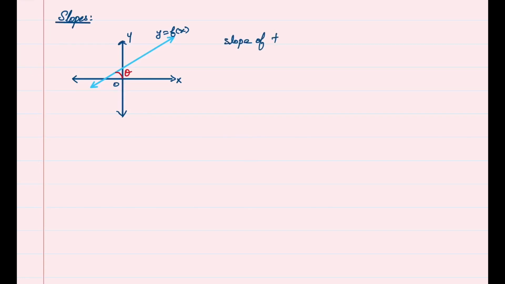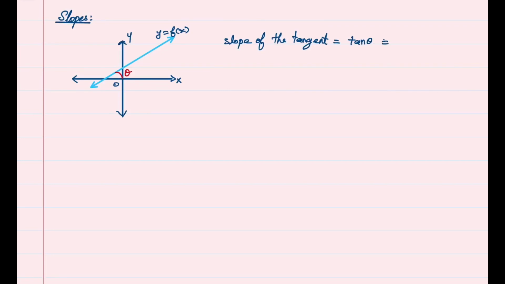Now, we will see how to find the slope of a tangent under different conditions. In this figure, let y equal to f of x be a straight line which makes angle theta with the positive direction of x-axis. Then slope of the tangent is equal to tan theta.